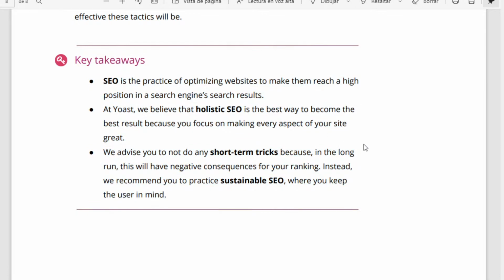Key takeaways. SEO is the practice of optimizing websites to make them reach a high position in a search engine's search results. At Yoast, we believe that holistic SEO is the best way to become the best result because you focus on making every aspect of your site great. We advise you to not do any short-term tricks because, in the long run, this will have negative consequences for your ranking. Instead, we recommend you to practice sustainable SEO, where you keep the user in mind.